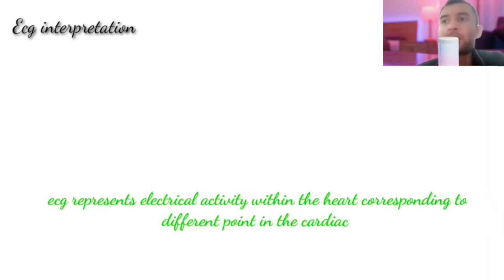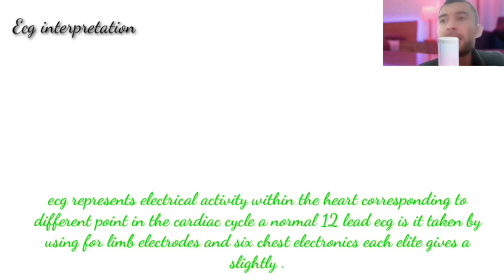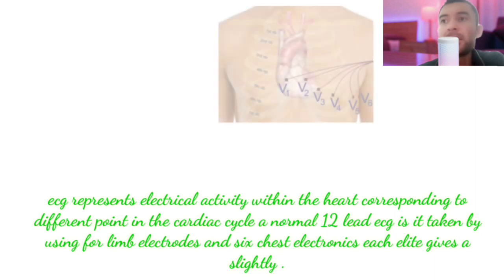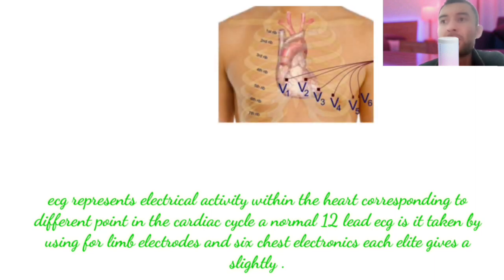ECG represents electrical activity within the heart corresponding to different points in the cardiac cycle. A normal 12-lead ECG is taken by using 4 limb electrodes and 6 chest electrodes. Each lead gives a slightly different view of the heart.